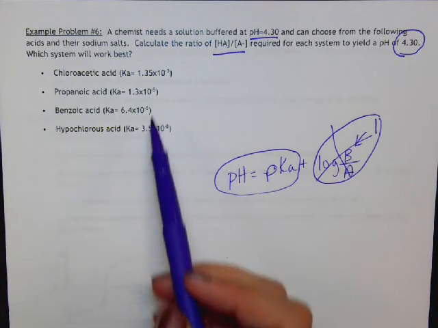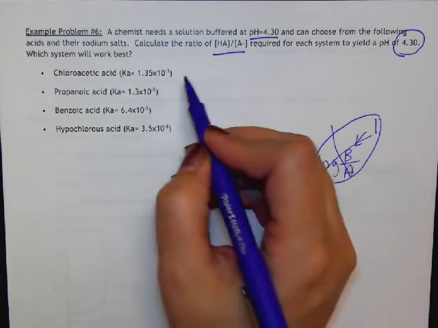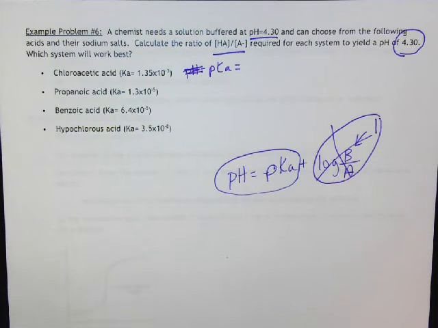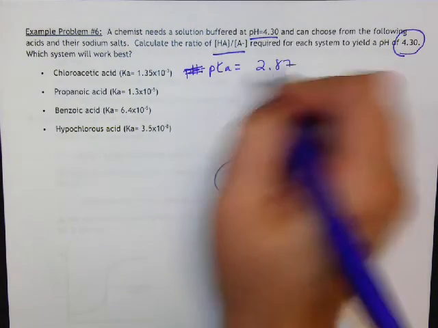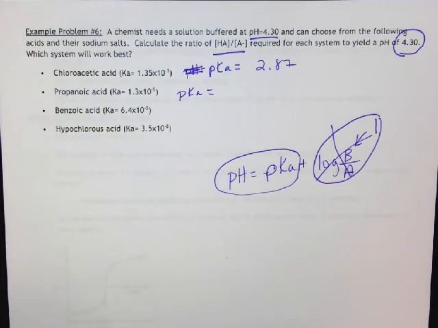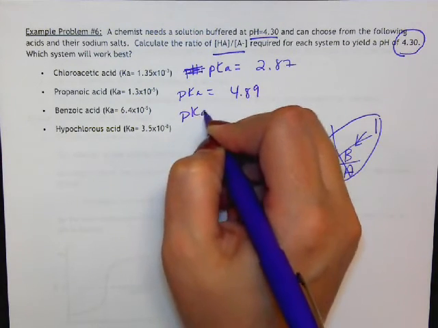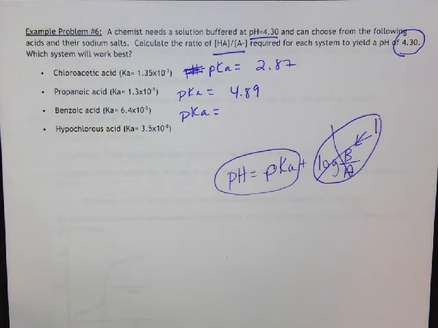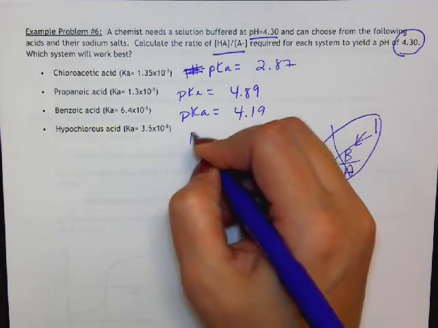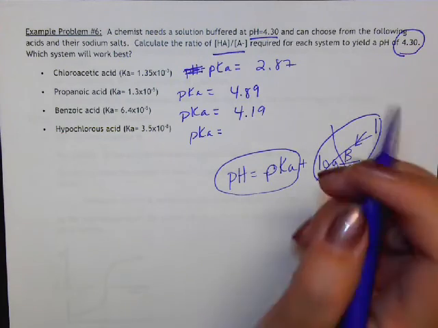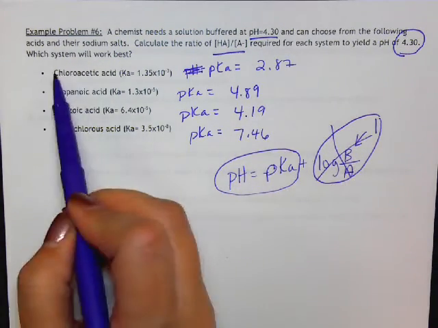Okay? In this instance, we don't have one that is going to necessarily be directly equal to that. So we find the pKa of each one. We get negative log 1.35 times 10 to the minus 3. Here we get 2.87. The pKa here, negative log of 1.3 times 10 to the minus 5, gives us 4.89, and a pKa here of negative log 6.4 times 10 to the minus 5, we get 4.19, and then pKa here is 7.46. So we can eliminate the first two, right?